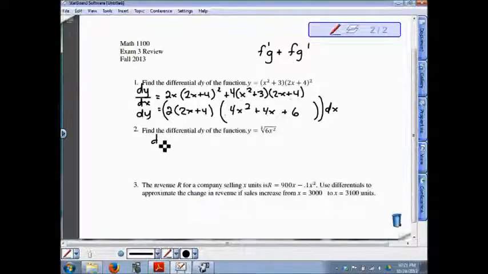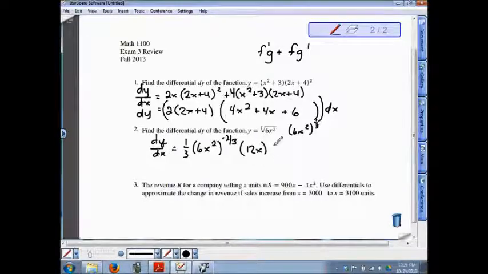Question 2 starts the same way. We've got to find dy/dx. I'm going to rewrite this using rational exponents. So it's raised to the power of 1/3. Well, actually, that would be the original function, 6x squared to the 1/3. So the derivative is equal to 1/3 times 6x squared. Now we have to subtract 1, so we're going to get negative 2/3. And then chain rule, 12x.